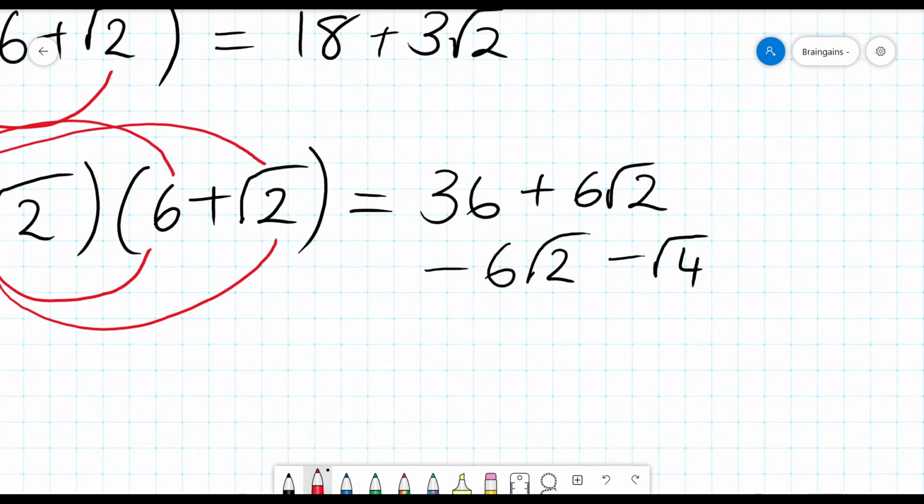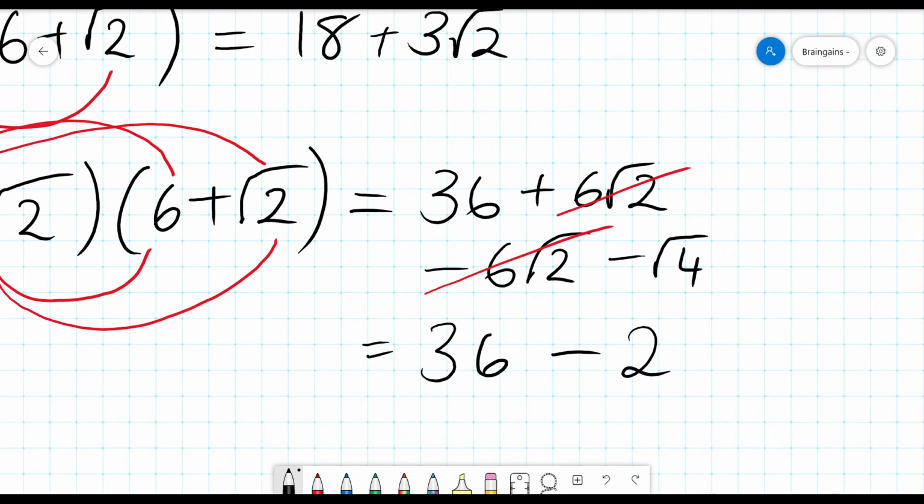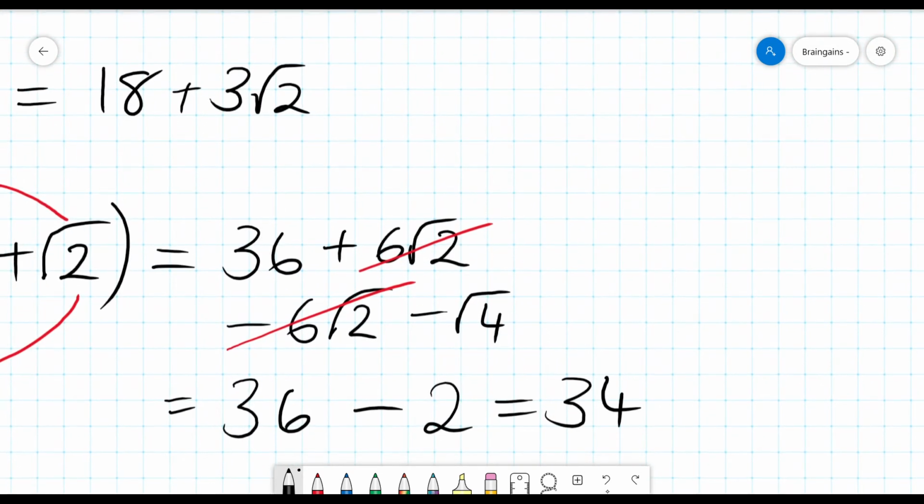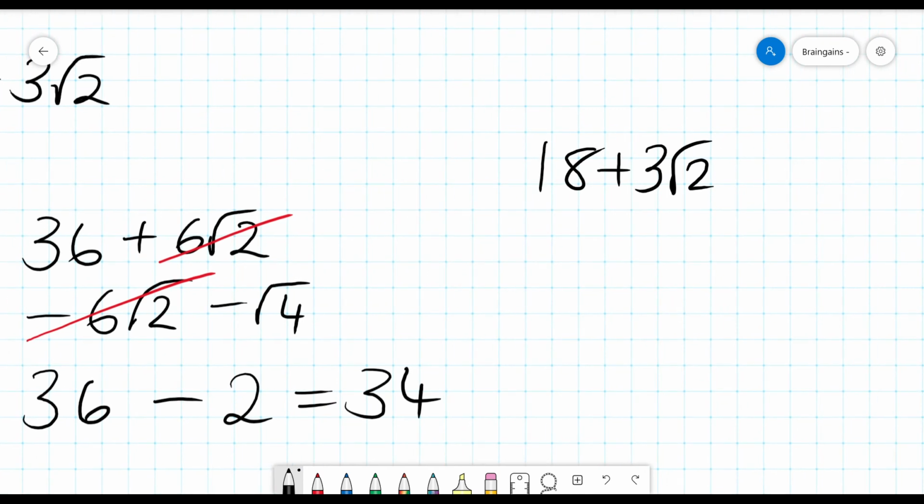So now let's simplify what we have. We know that 6 root 2 minus 6 root 2 just cancel out. And we know that root 4 is just 2, because 4 is a perfect square. So this just becomes 36 minus 2, which is just 34. So now if we put it back into the fraction, our numerator was 18 plus 3 root 2, and our denominator is now 34. And this is the most simplified form that we can have it in. So we're done.